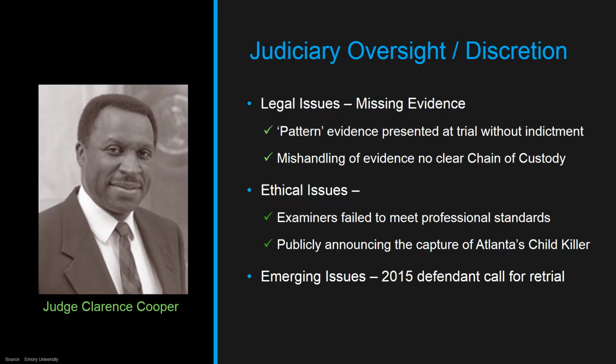FBI protocols for handling evidence and the submission of said evidence remains at the discretion of the judge. The judge can allow or disallow any evidence he or she deems relevant. Legal issues. There is an argument that the criminal justice system railroaded the defendant and misappropriated evidence. Ethical issues. Missing secure documentation of a chain of custody and crucial evidence. Merging issues. 2015 call for retrial. Casting doubt as to whether the prosecution truly proved their case.